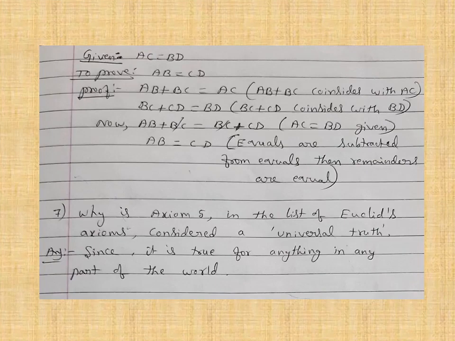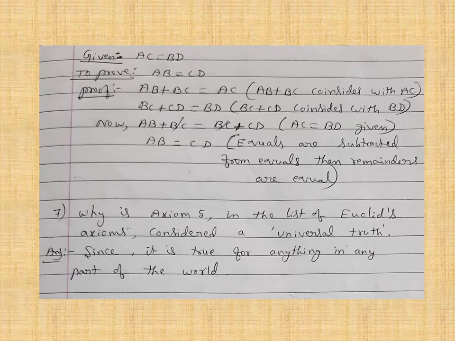Now, AB plus BC equals BC plus CD, since AC equals BD is given. Therefore, BC and BC you can cancel. AB equals CD. Equals are subtracted from equals, then remainders are equal. This is according to Euclid's axiom.